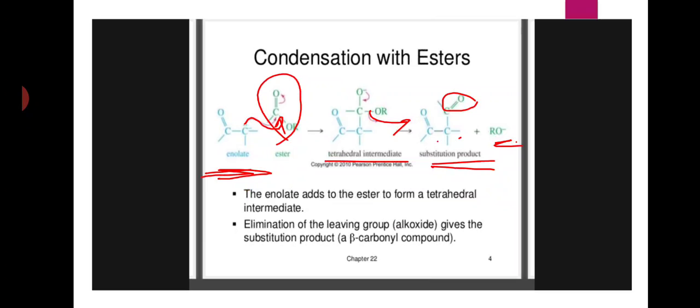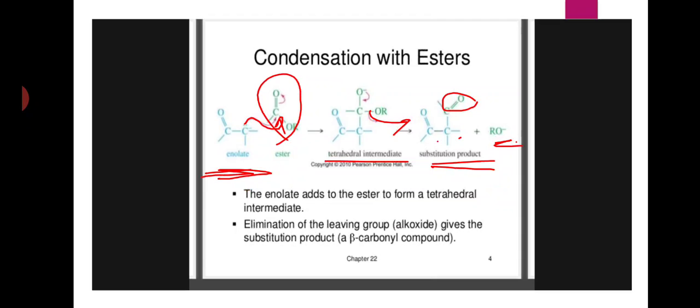Okay, next is the condensation with esters. The same enolate ion condenses with an ester and forms a tetrahedral intermediate compound. Here, this is the tetrahedral intermediate compound. This tetrahedral intermediate loses an alkoxide ion and forms the beta carbonyl compound, or substitution product.